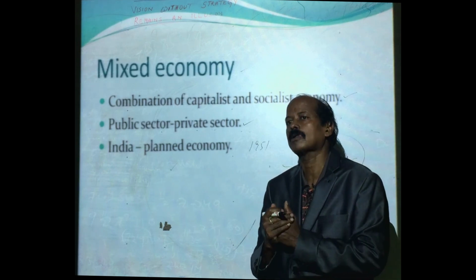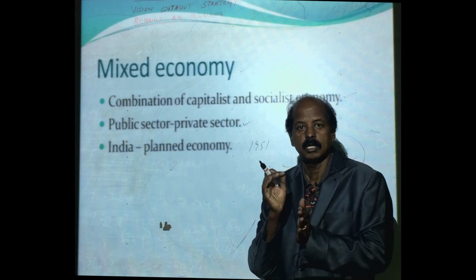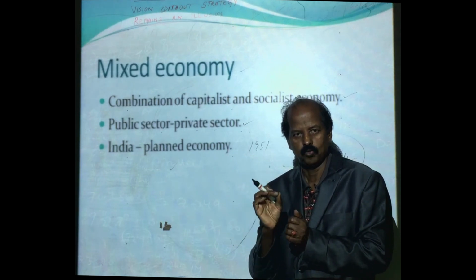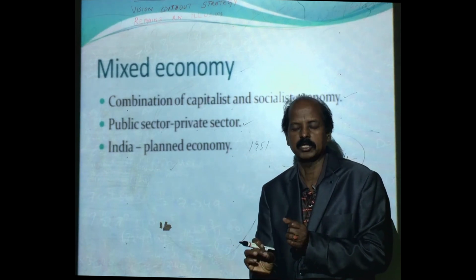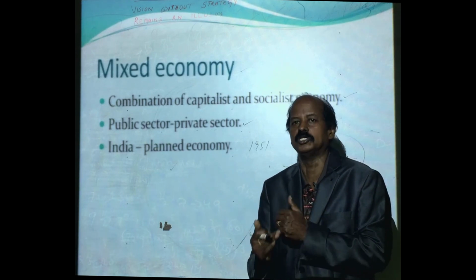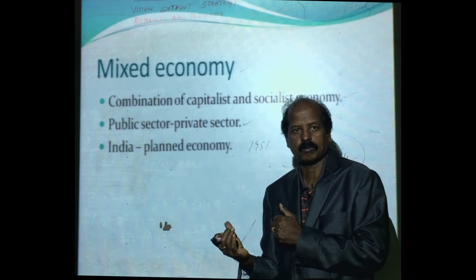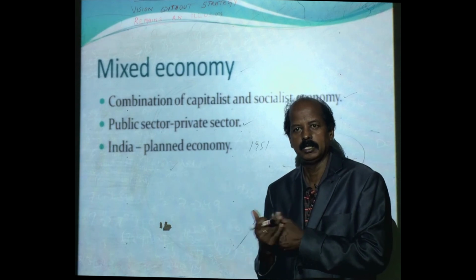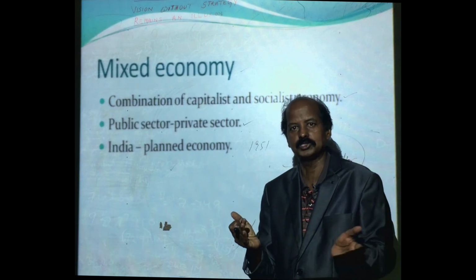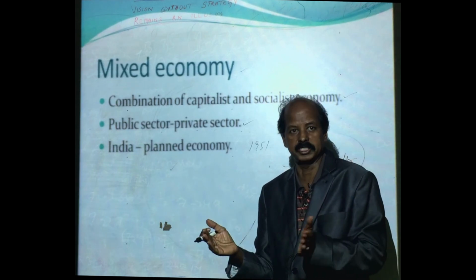In that way, you have to understand mainly the 3 economic systems that are working in different countries in the world today. From the examination point of view, you have to know mainly the meaning of each economic system. What is capitalist economy? What is socialist economy? What is mixed economy? And the important features of each economic system, which will be useful for various competitive examinations like civil services, group 1 and other competitive examinations.